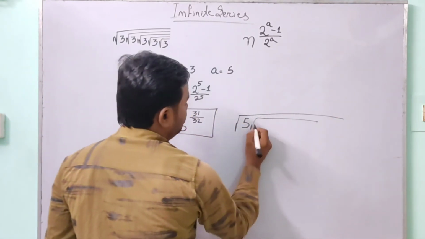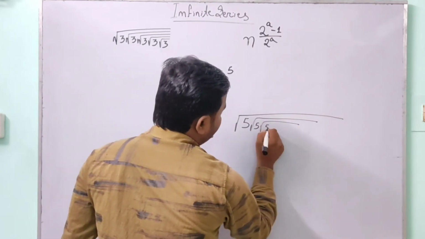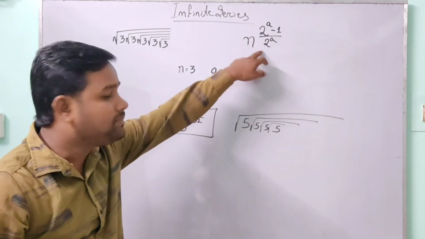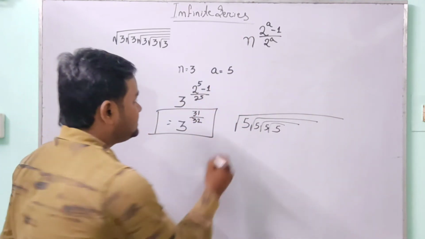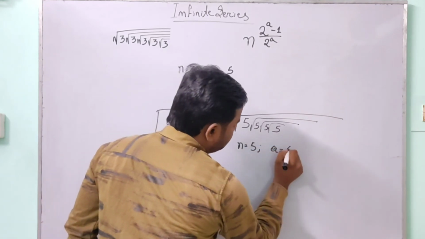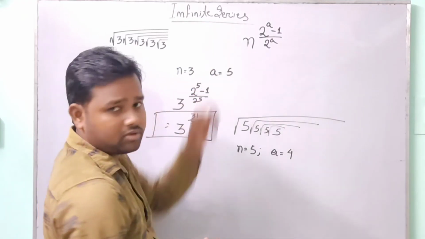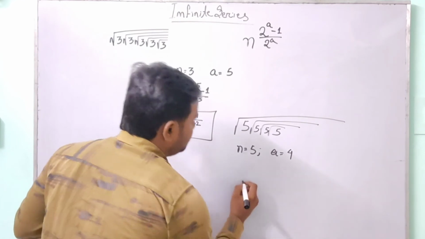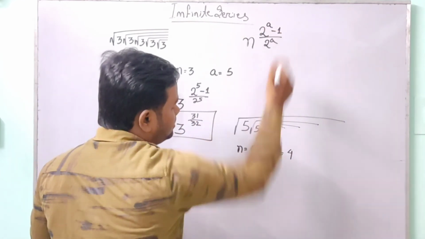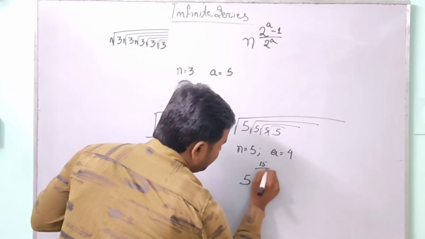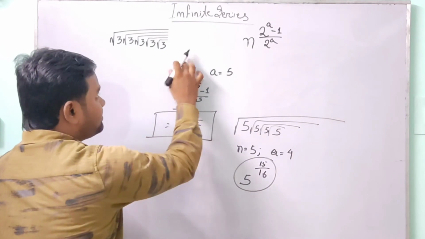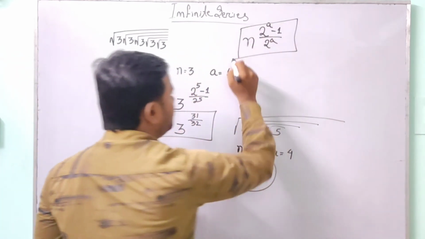If another question is given, that is root over of 5 into root over of 5 into root over of 5 into root over of 5, then what will be its answer? Here the same formula we have to apply. That means here n is equal to 5 and a is equal to 4. Same formula we have to apply. So the answer will be 5 to the power of 2 to the power 4, that is 16, minus 1 is 15. So 15 divided by 16. This one is the answer. So in such type of question this formula we have to remember.